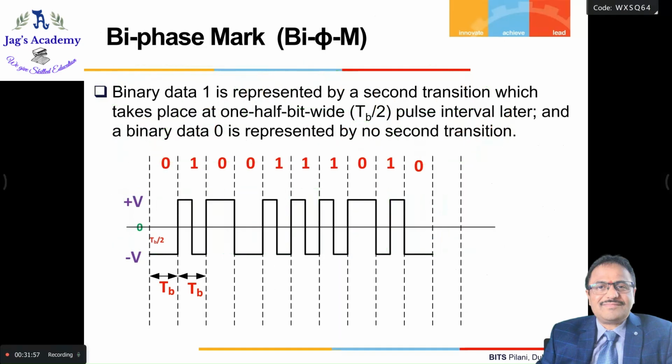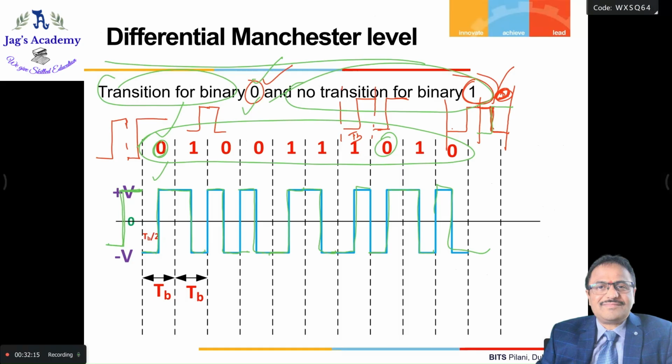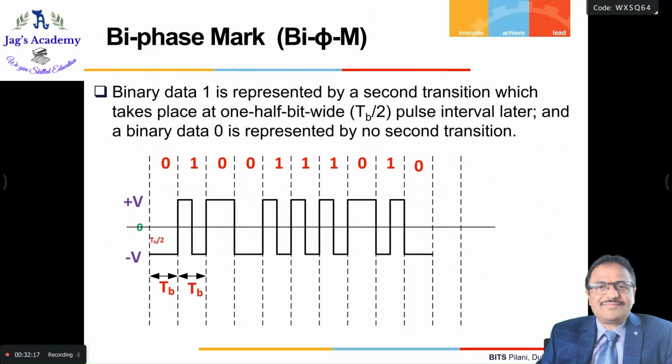So next will be biphase mark. I'm not covering that opposite one, but I have something called biphase mark here. Can you tell me what's happening here? It's a mixture. Once again, this is called biphase mark.